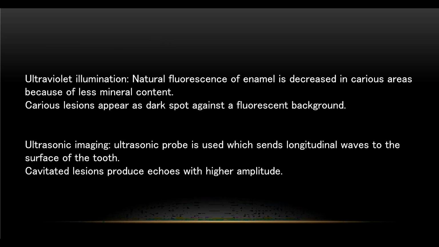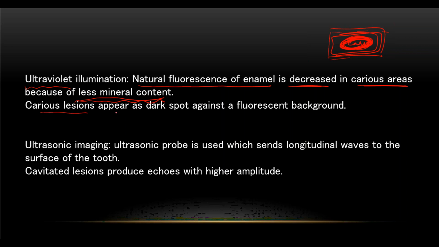Then there are different methods of illumination. One is your visual light, which we just spoke about. Instead of the visual light, you can also use UV illumination, in which the natural fluorescence of the enamel is decreased in the carious area. The carious part will have decreased fluorescence in comparison to the sound tooth structure, because there is less mineral content. The carious lesion will appear as dark spots against a fluorescent background. The sound tooth structure will appear fluorescent, whereas the carious part will appear dark if you illuminate the tooth with UV light.